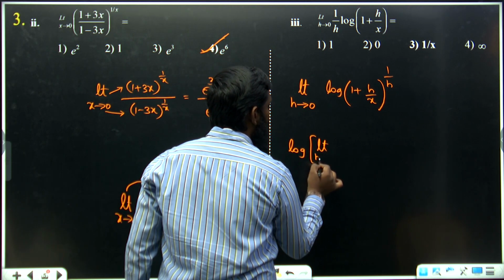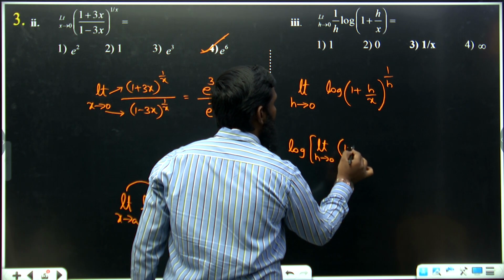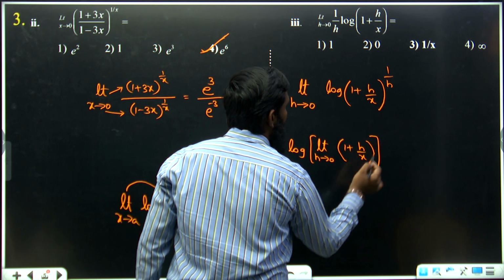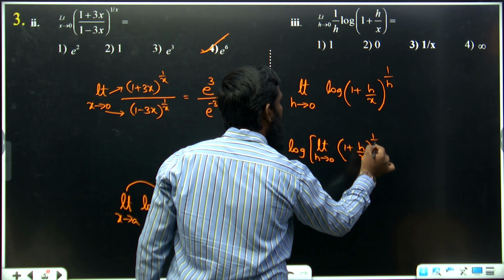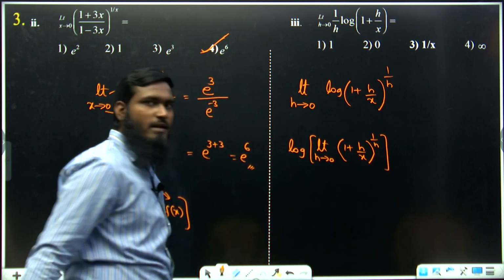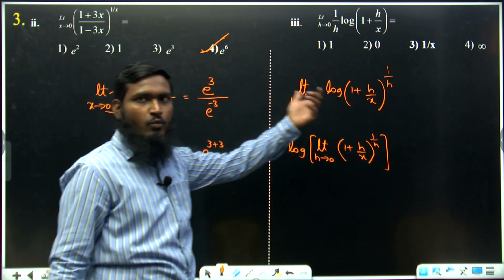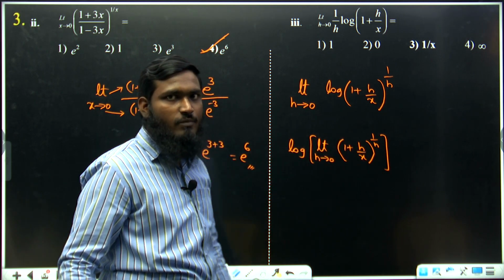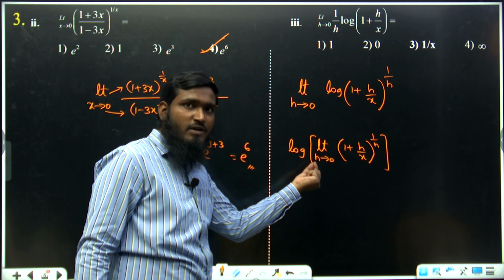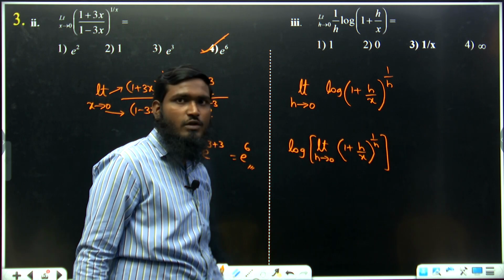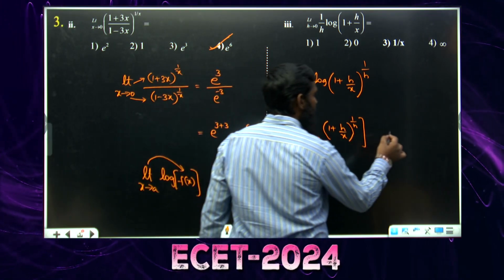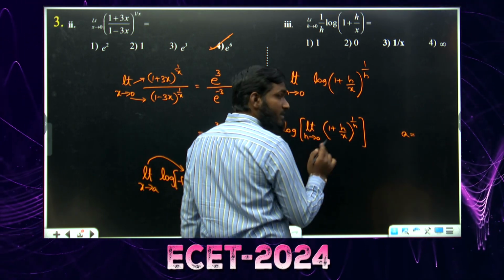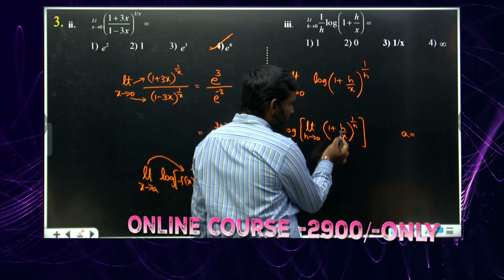So limit h tends to 0, now we have (1 plus h by x) whole power 1 by h. Okay, like this we have taken. Now if we apply the formula, the TSR, the time saving result, (1 plus ax) whole power b by x. Over here h is the variable now, the function is with respect to h, and h tends to 0 is given. So now in this, can you tell me what is the a value we have? The a value is equal to 1 by x, the h coefficient. So we have h over here.